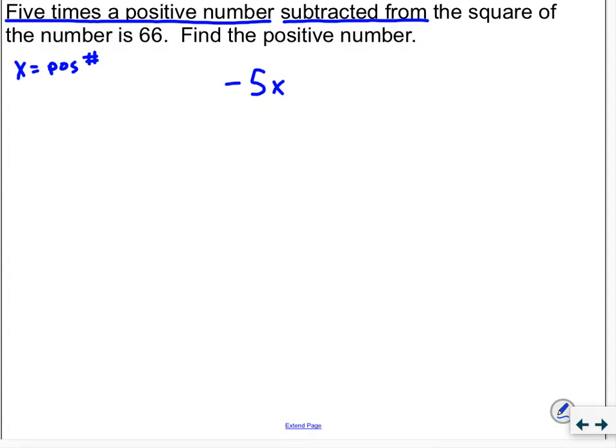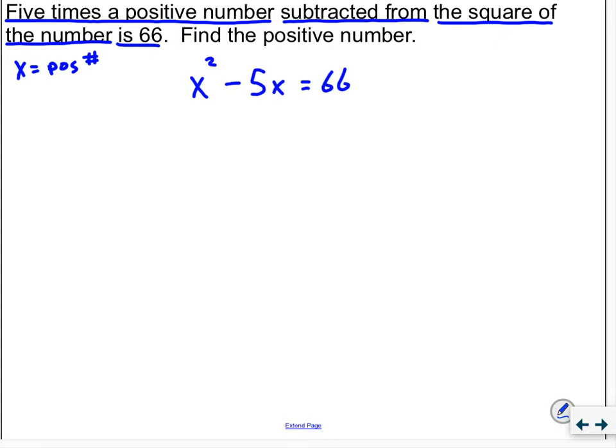What am I subtracting it from? The square of the number. Okay, so what number? Well, my variable x. So the square of that number. And what is that expression equal to? Well, it is 66. So look at that equation. Solve it using a method of your choice.